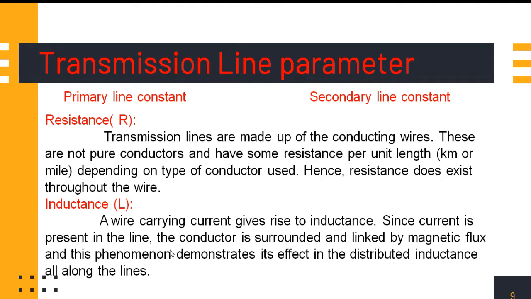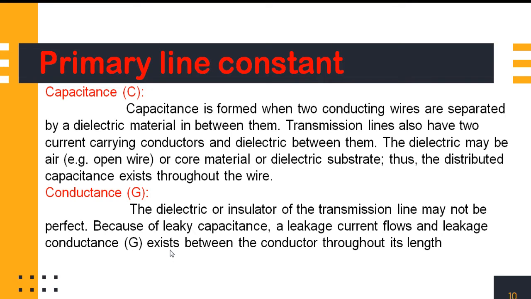Now, the second primary line constant is called the inductance. It is denoted by capital L. A wire carrying current gives rise to inductance since current is present in the line. The conductor is surrounded and linked by magnetic flux, and this phenomenon demonstrates its effect in the distributed inductance all along the line.